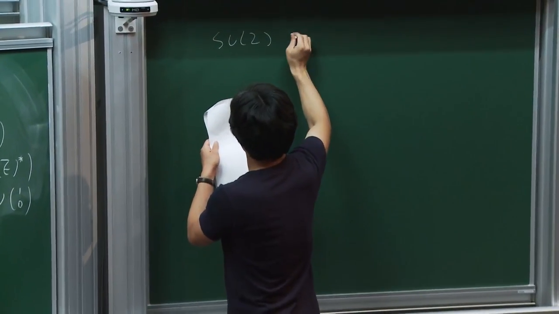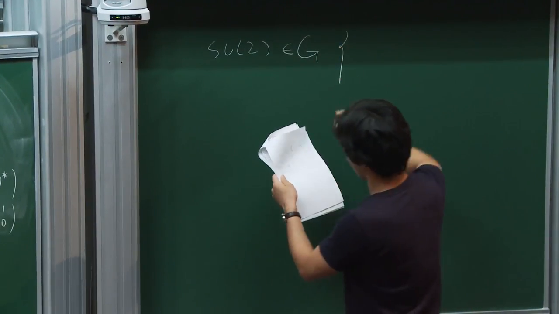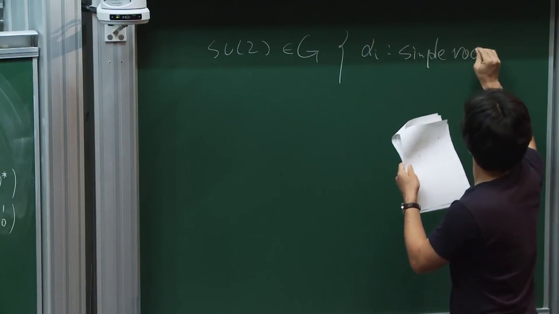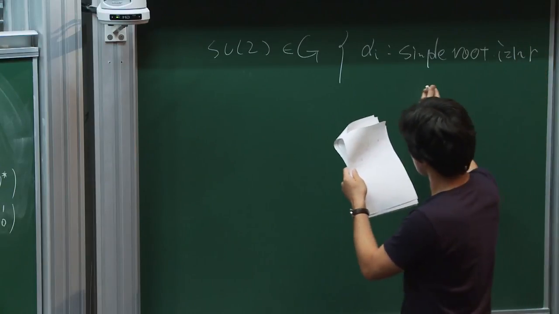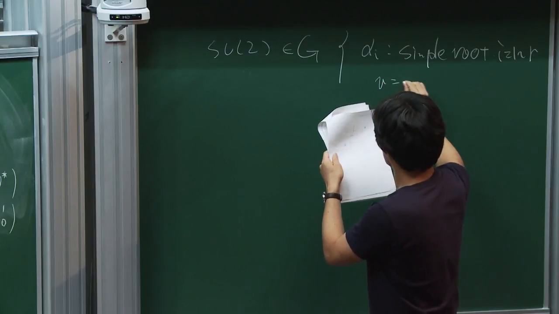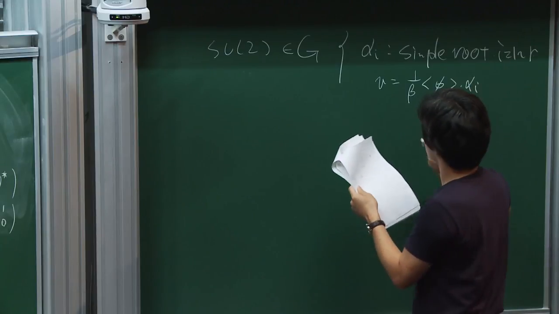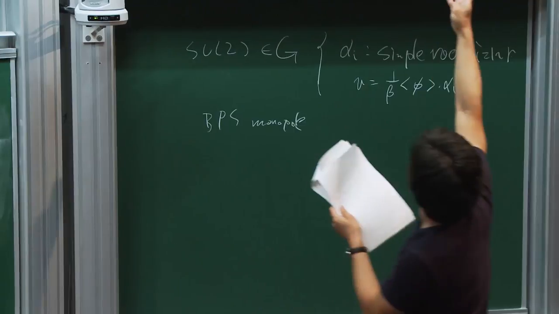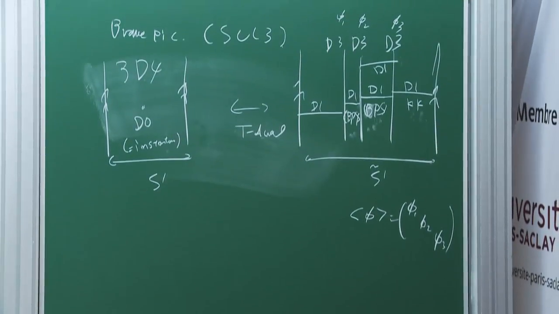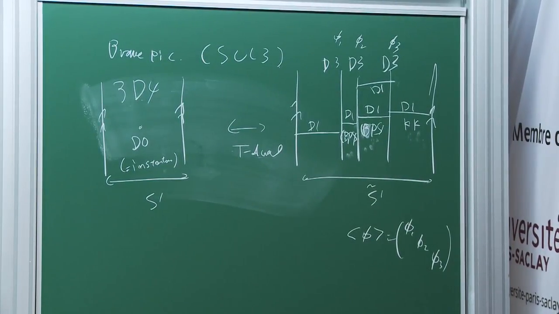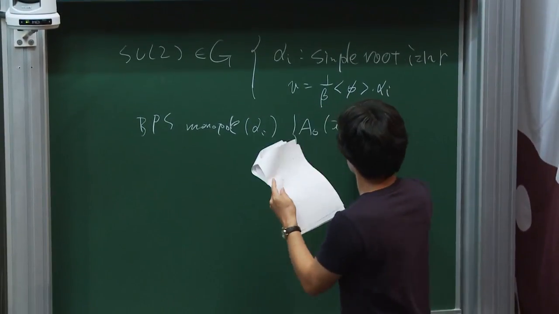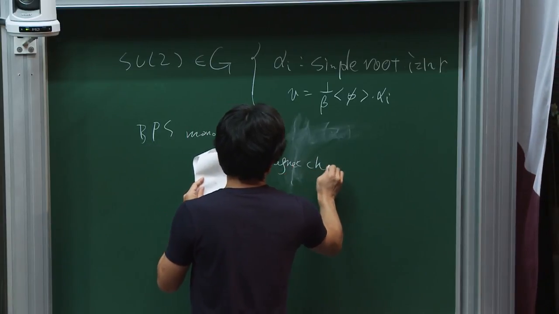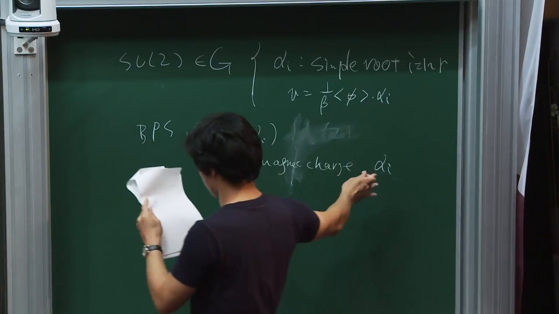Okay, then. So that means, if of course, say SU(N), then there is an SU(2) embedding related to the simple root. So then this is a BPS monopole. It's clear from this picture. This segment corresponds to the simple root. Sorry, I did not write down the explicit form. Then the magnetic charge is this alpha I. I mean, this is the label of the magnetic charge.